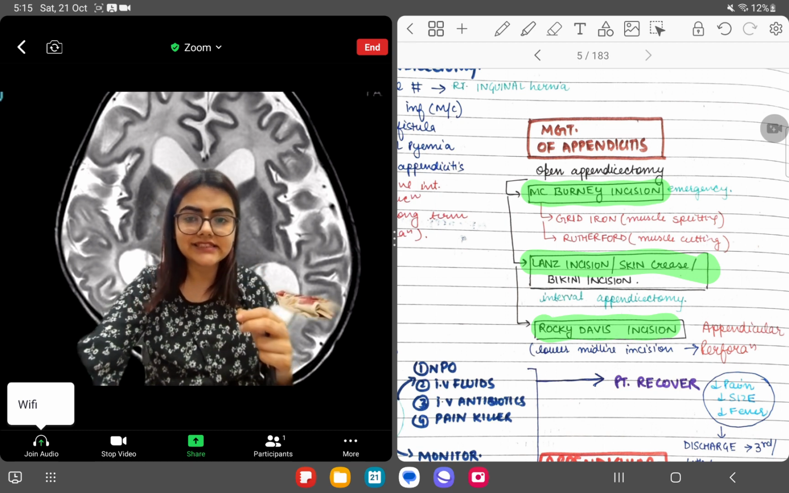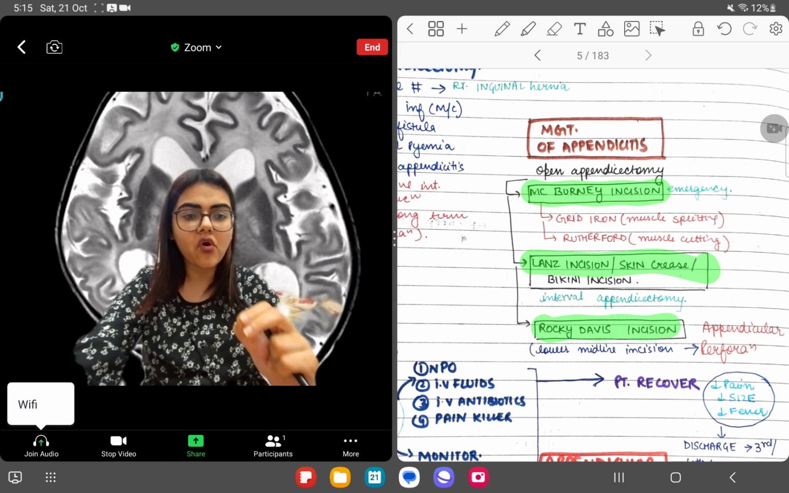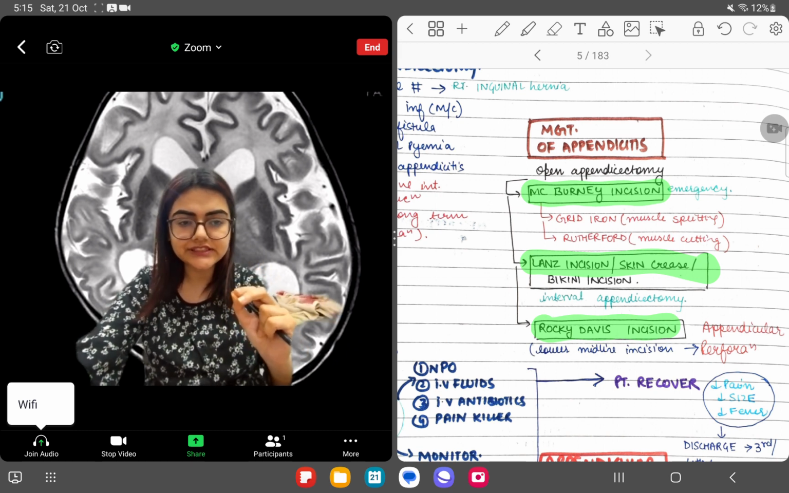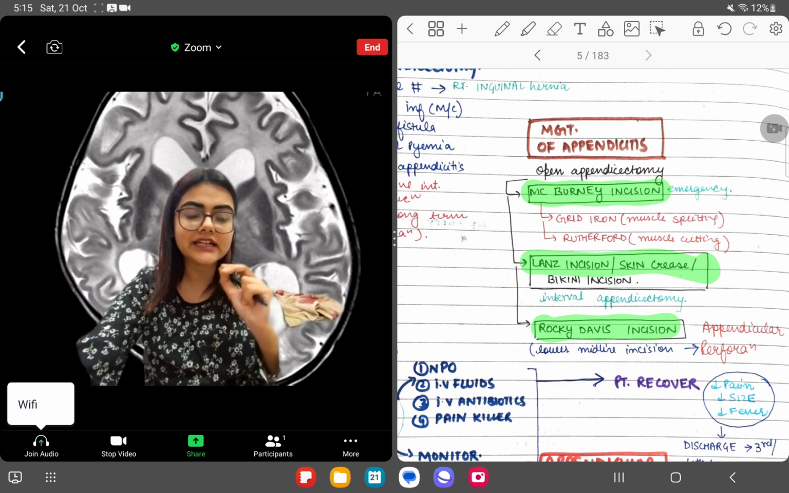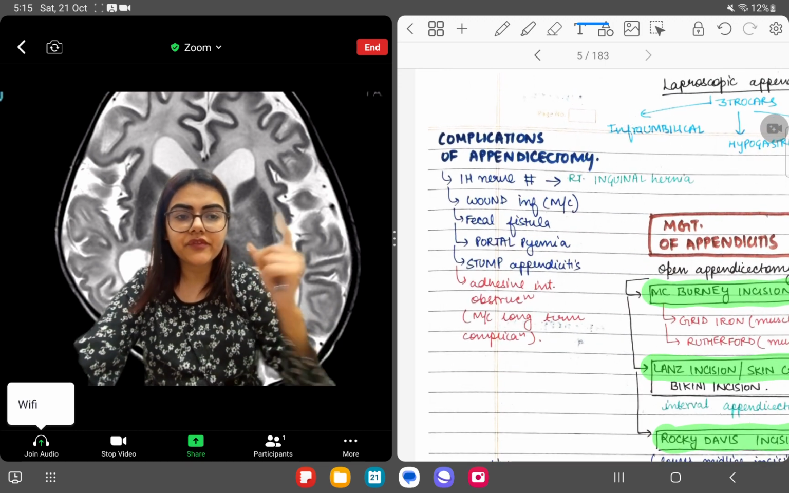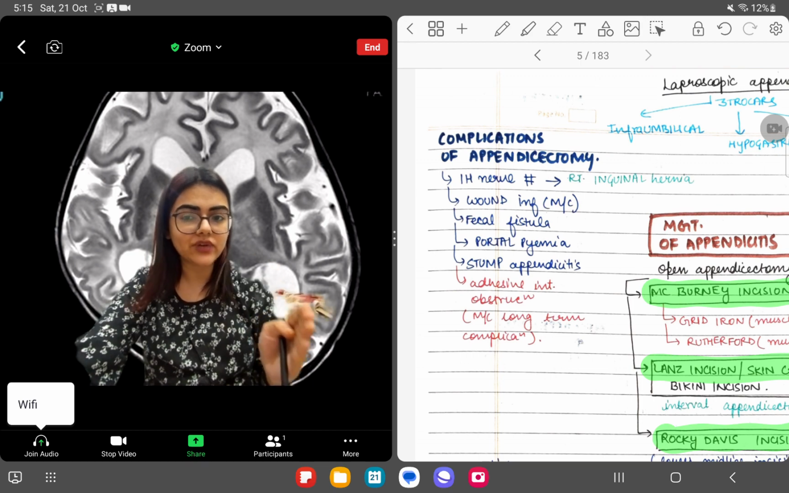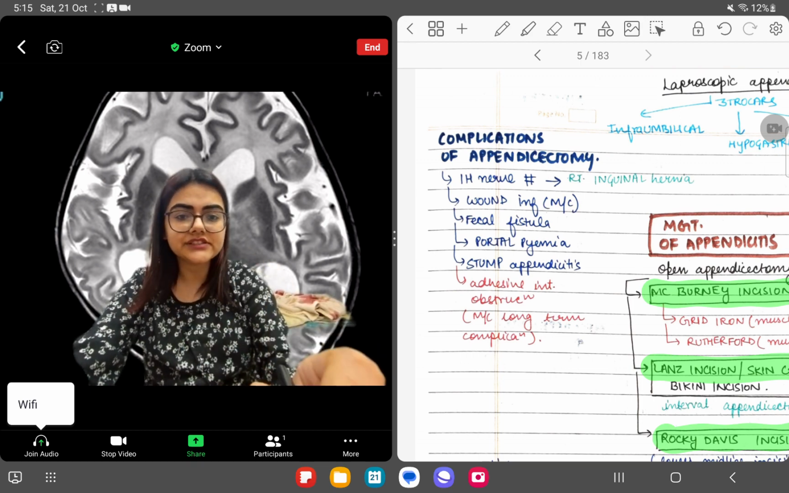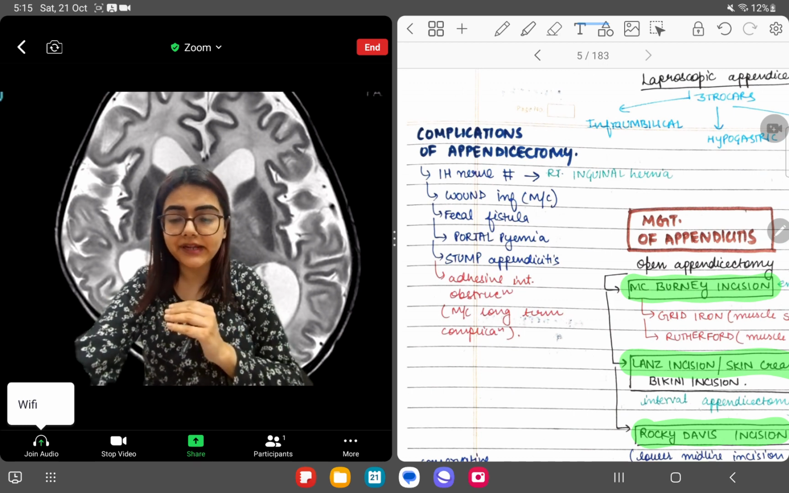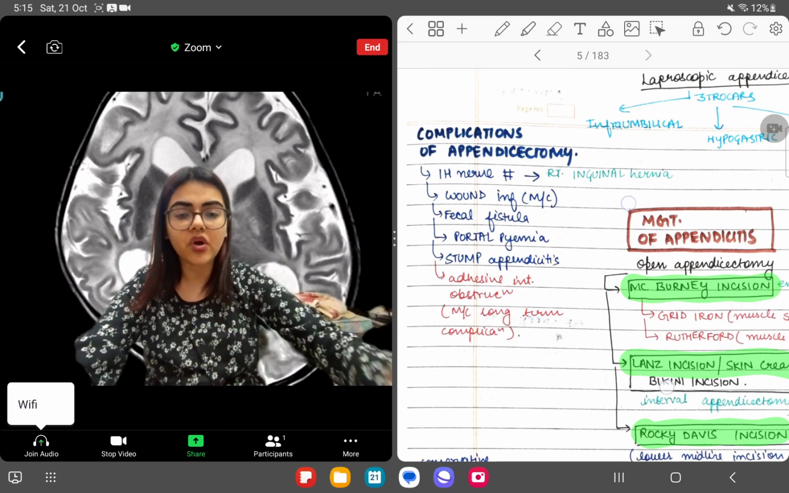Then we have Lanz incision. Lanz incision or skin crease Bikini incision is done for interval appendicectomy. Then we have Rocky Davis incision. Rocky Davis incision is your lower midline incision and done when there is appendicular perforation. Okay. Now what are the complications of appendicectomy? Remember that iliohypogastric nerve can be damaged, can lead to right inguinal hernia. Wound infection is the most common complication of appendicectomy. Then fecal fistula, portal pyemia, stump appendicitis, and adhesive intestinal obstruction is the most common long-term complication.